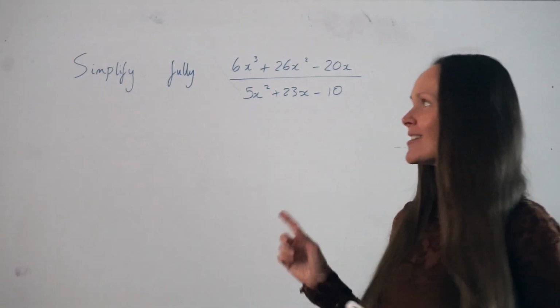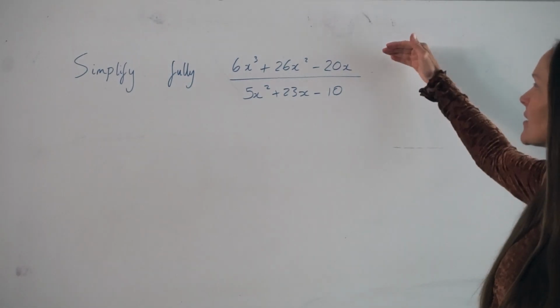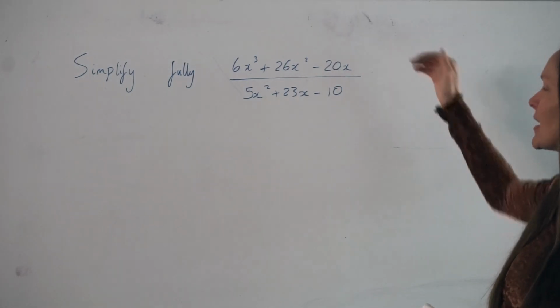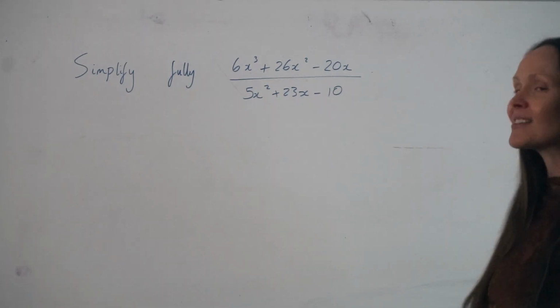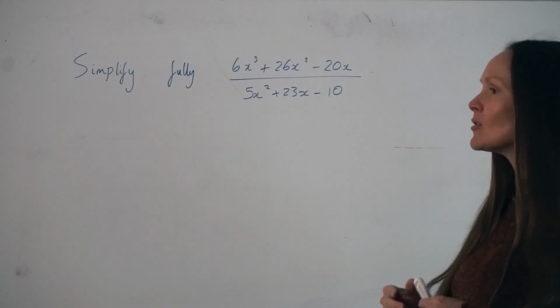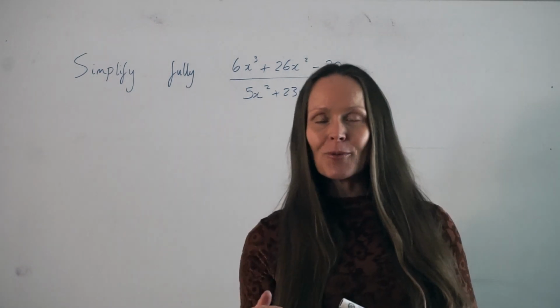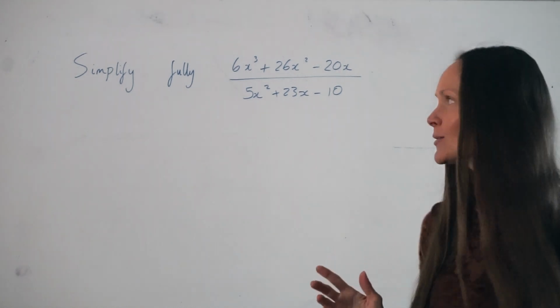I'm going to show you how to answer this exam question. So we need to simplify fully 6x cubed plus 26x squared minus 20x, all divided by 5x squared plus 23x minus 10. So to simplify this algebraic fraction, I'm going to factorise the numerator and the denominator to hopefully find at least one common factor that will cancel, okay?